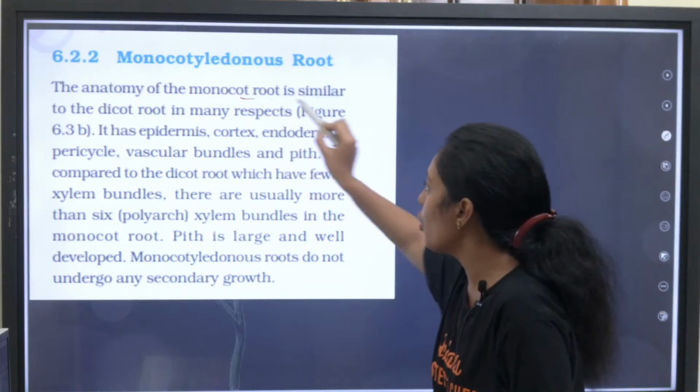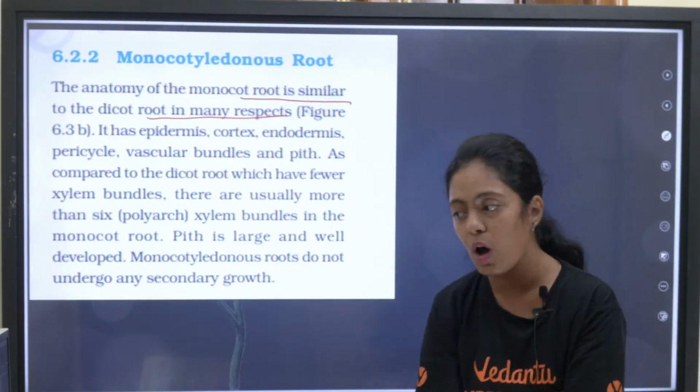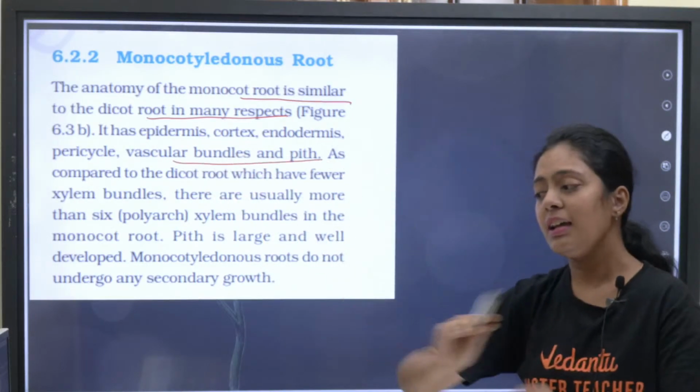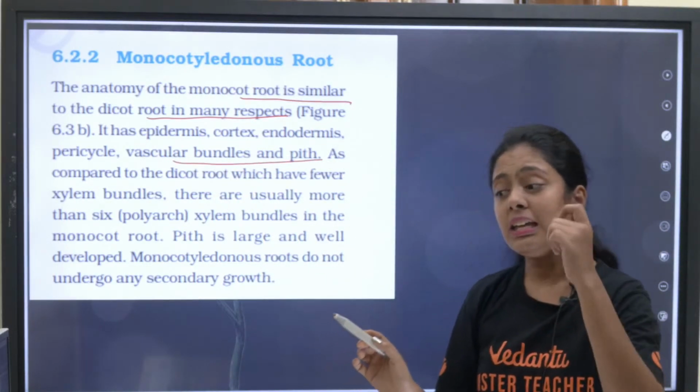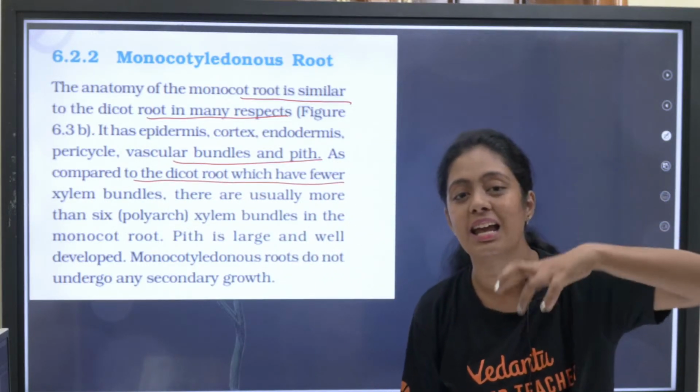Let's try to understand here. The anatomy of the monocot root is similar to the dicot root. It has epidermis, cortex, endodermis, pericycle, vascular bundle and pith. It is the same, but as compared to the dicot, which has fewer xylary elements.